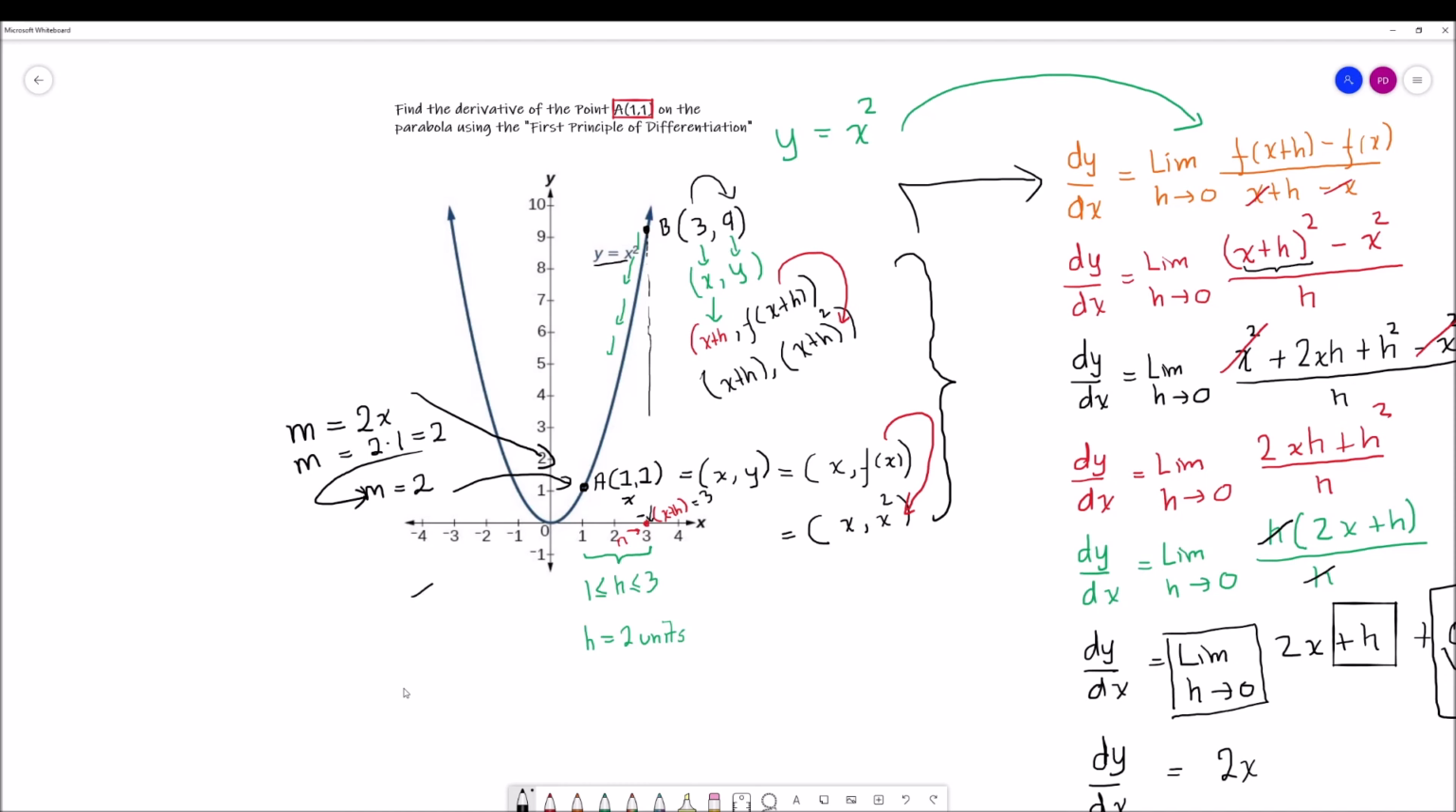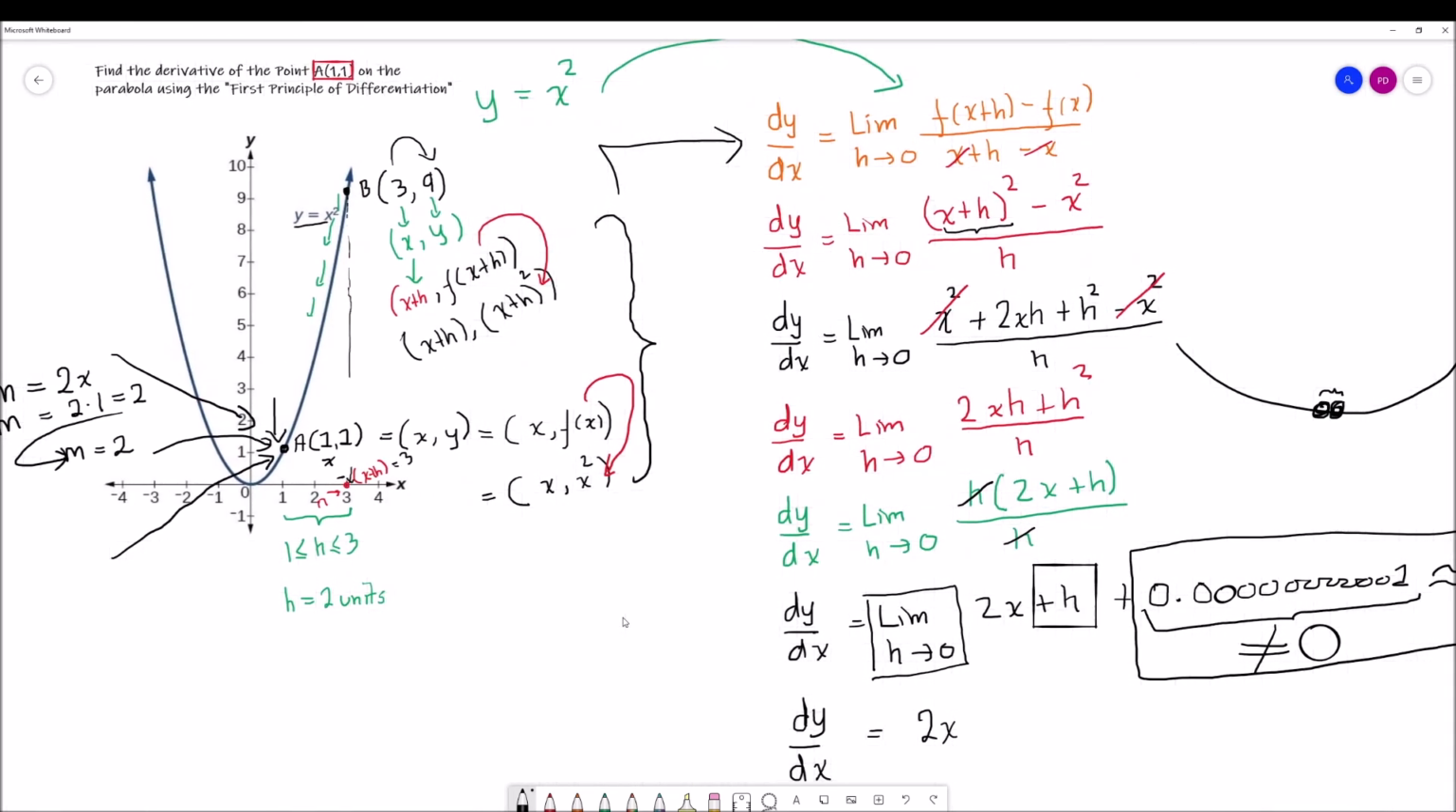Now this gradient is the instantaneous change in y at this particular point at a given x. So that's how we find the first derivative of any point of a given parabola of x squared.